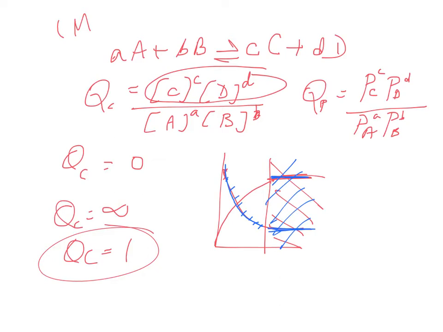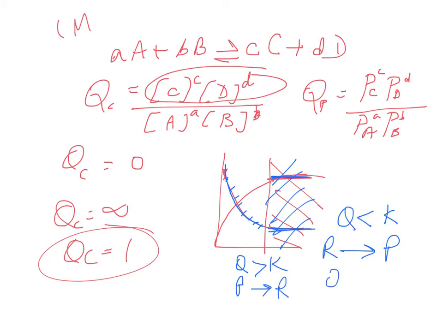And again, one can say that if Q is less than K, that means the reactants are getting converted to products. On the other hand, if Q is more than K, that would mean that a backward reaction, products are getting converted to reactants. And if Q is equal to K, then that would mean that we have hit the equilibrium. So reactants and products are in equilibrium with respect to each other.